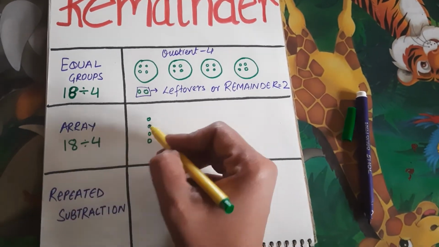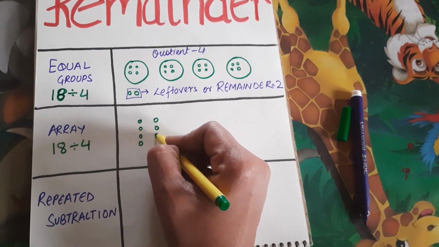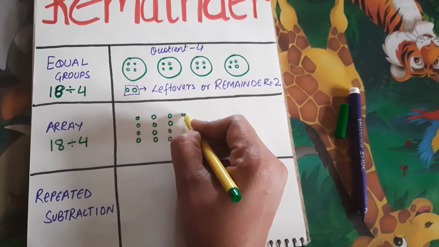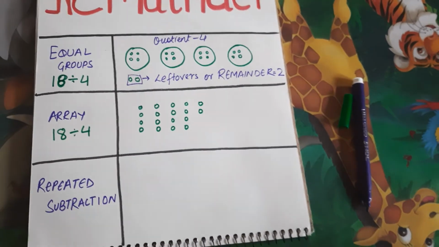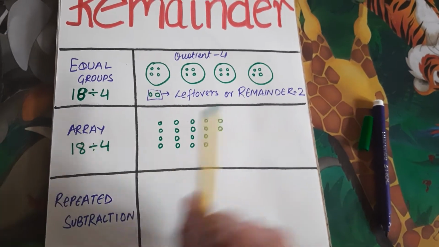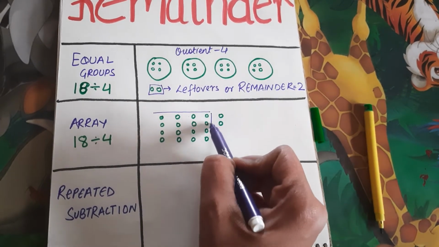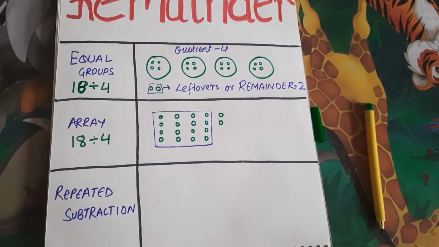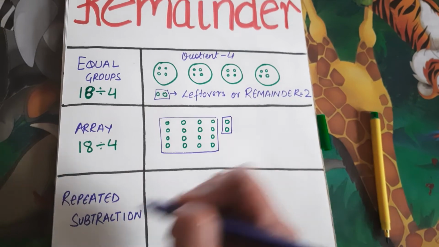I have total number 18. So 1, 2, 3, 4, 5, 6, 7, 8, 9, 10, 11, 12, 13, 14, 15, 16, 17, 18. Now remember, in an array, the rows have to be completely packed. Now if you will see, here it is completely packed, my rows and columns, right? But here these two are left alone.